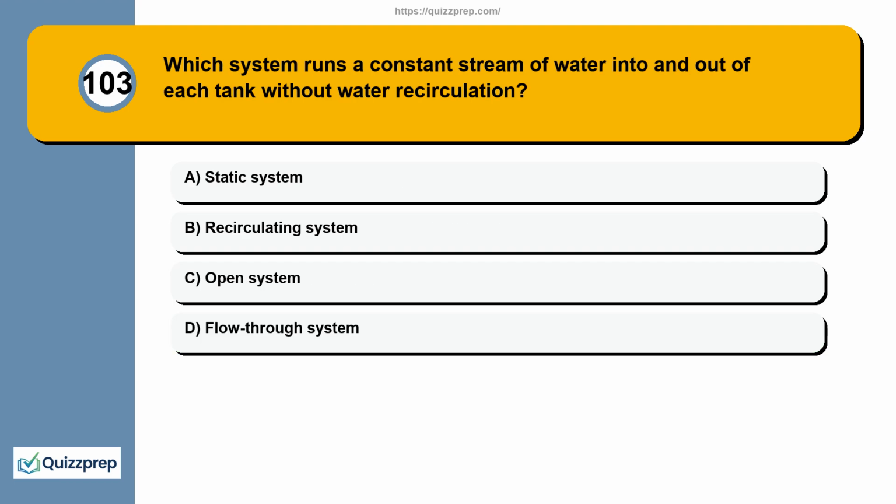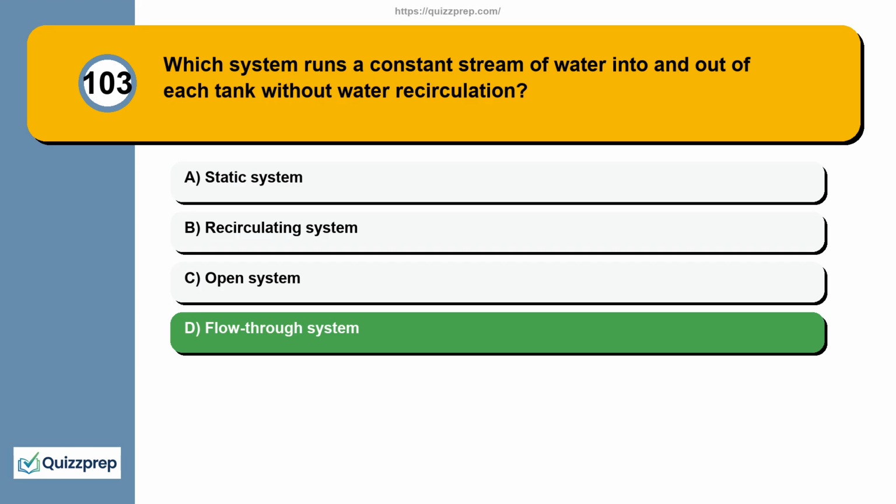Question 103. Which system runs a constant stream of water into and out of each tank without water recirculation? Option A, static system. Option B, recirculating system. Option C, open system. Option D, flow-through system. The correct answer is option D, flow-through system.